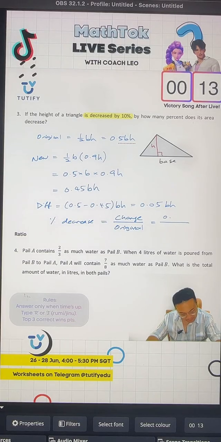So, students, look, what is the change? The change is 0.05, right? Base times height. And the original area is 0.5 base times height. Of course, you can just cancel out the base and height because they are just going to give you 1. Now you just need to take care of 0.05 divided by 0.5.